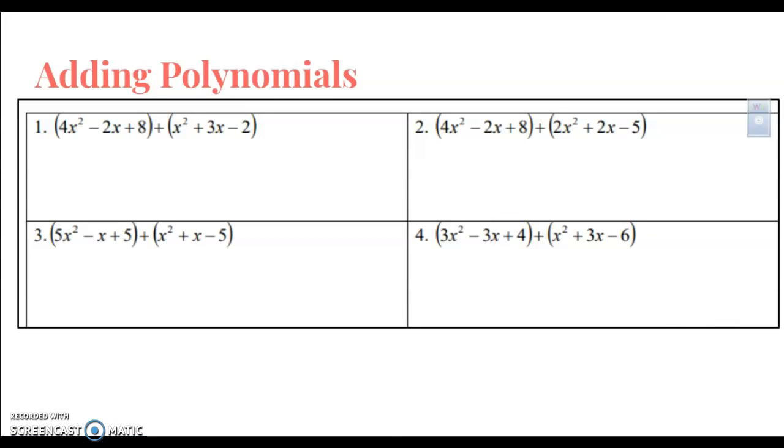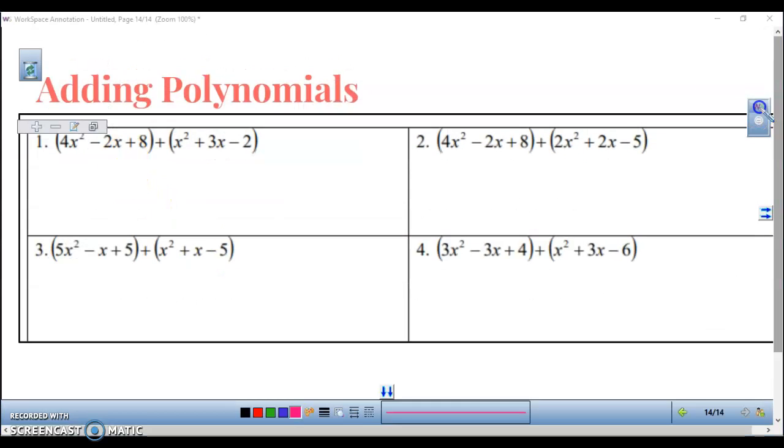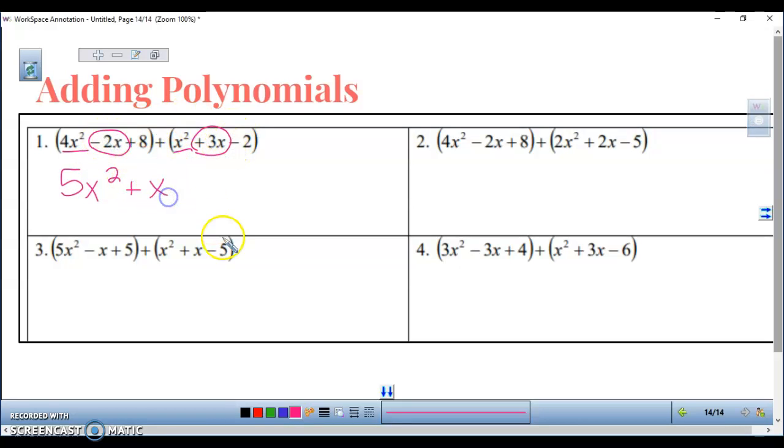Remember, this is just combining like terms. Okay, so we'd find like terms here. We have 4x squared and x squared. That would give us 5x squared. We have negative 2x and 3x. Negative 2 plus 3 would give me 1, so I could just put x. And 8 minus 2 gives me 6.